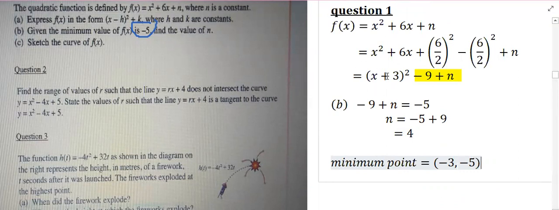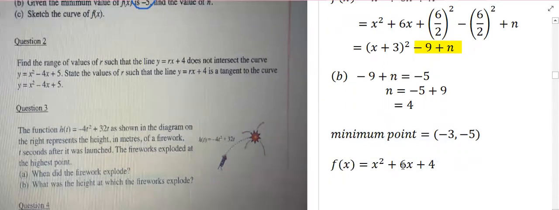Negative 3, recall back, I take from here, x plus 3, x negative 3. Negative 5, they give you already. The whole thing here is negative 5. So I will put back the n here. Sebab saya nak cari pintasan y, pintasan x. So n is 4, right? So dari sini, what is my y-intercept? Y-intercept means the one without x, which is 4.